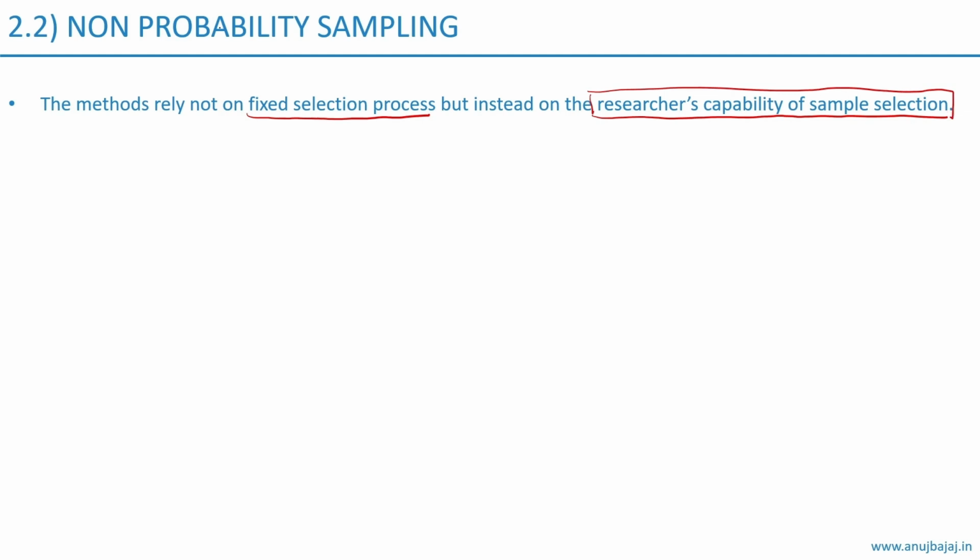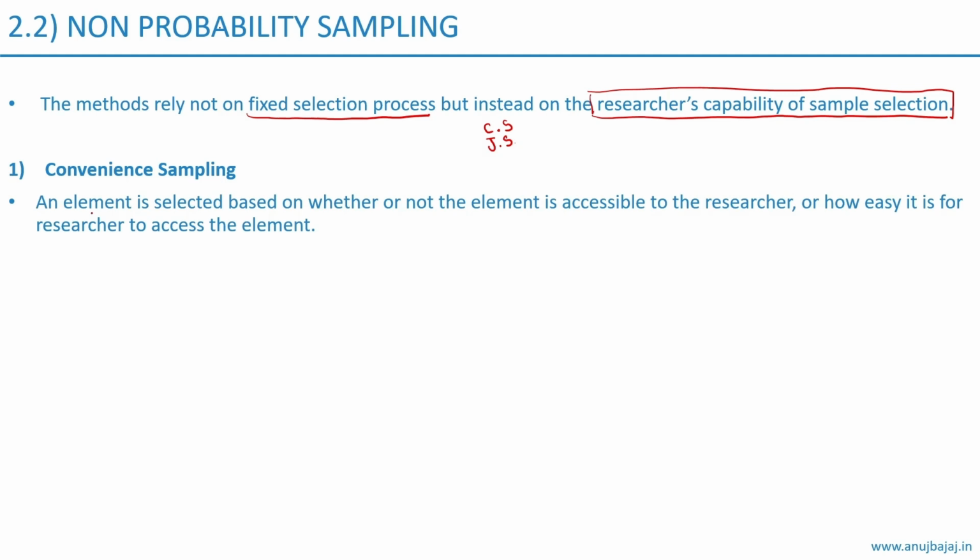So we have two non-probability sampling methods. First we will look at the convenience sampling method, and then the judgmental sampling method. Starting with convenience sampling: in convenience sampling, an element from the population is selected based on whether or not the element is accessible to the researcher, or how easy it is for the researcher to access the element. So if in a population there is a particular portion of the data which is not that easily accessible to the researcher, then those data have less chance of getting selected in the sample.